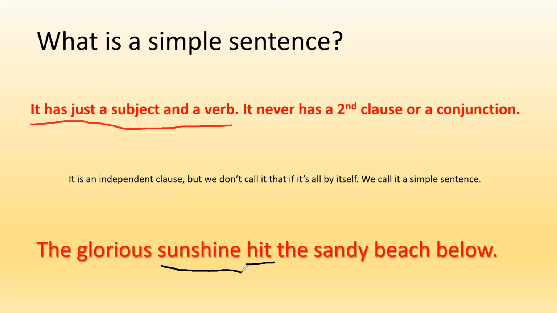So the glorious sunshine hit the sandy beach below. So we know it's got a subject, we know it's got a verb, and we know, look, it makes complete sense all by itself, and it doesn't have a second clause or a conjunction. So this is a simple sentence.